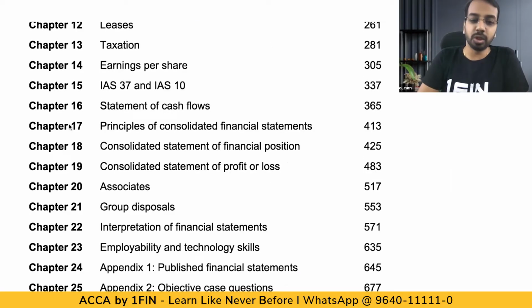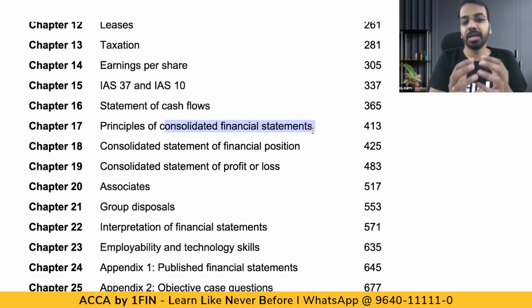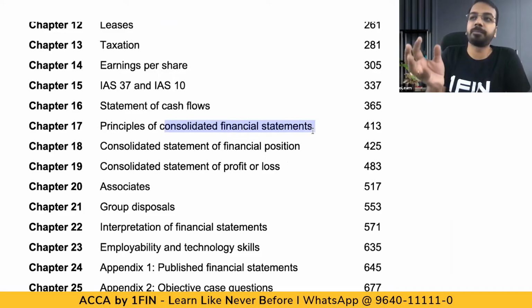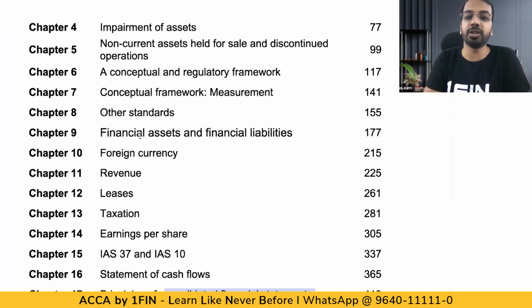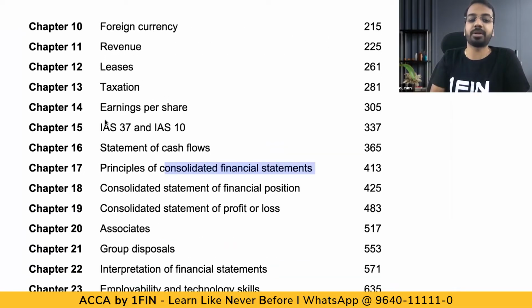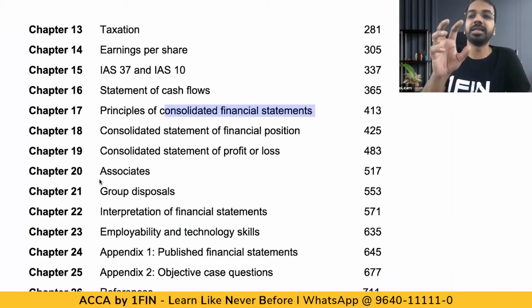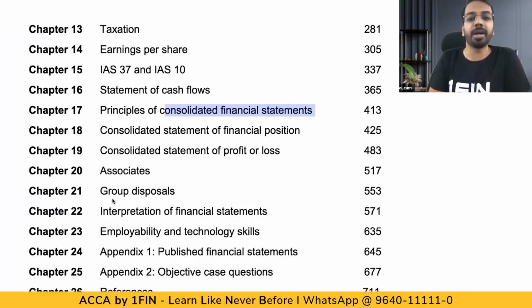Then you see this chapter 17, 18 and 19, consolidated financial statements. Now these chapters will talk about how should we prepare financial statements for a group of companies. See, whatever we learn here are for individual items. Now, from chapter 17 onwards till chapter 19, 20 and 21, these will talk about how do we prepare consolidated financial statements for a group of companies.